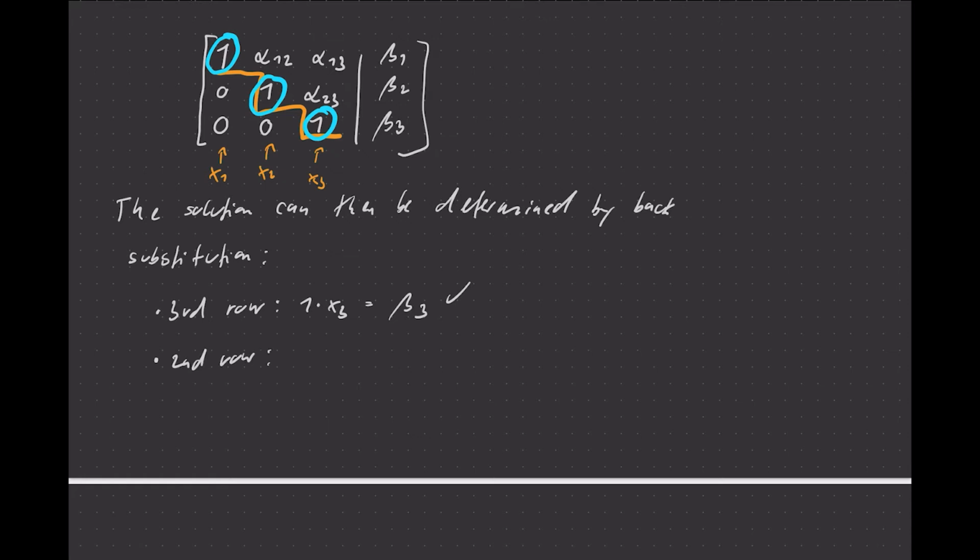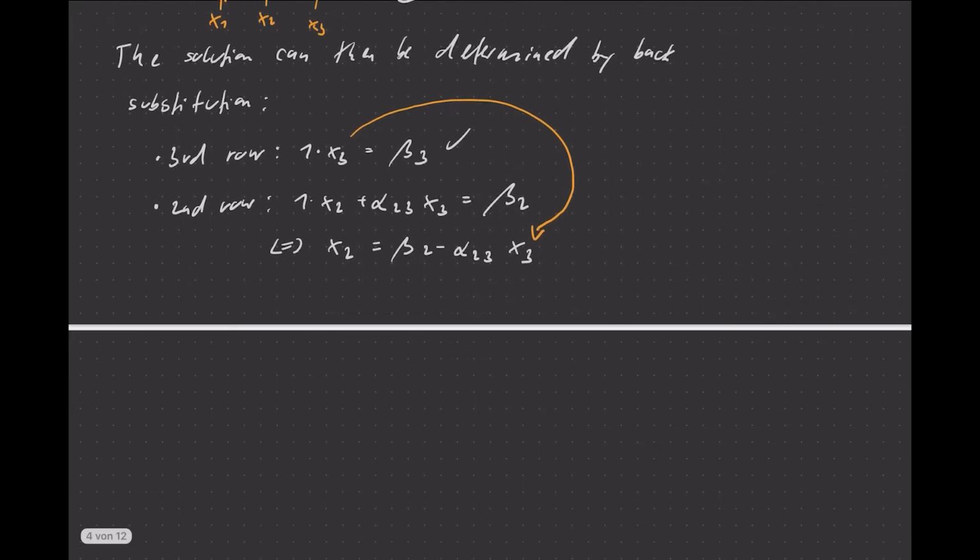The equation encoded in the second row is 1 times x2 plus alpha 23 x3 equals beta 2. Now that is easy to solve for x2. So we have beta 2 minus alpha 23 x3. We know x3 already. Just take this value, substitute it for x3 here, and then compute the solution. And there we have x2.